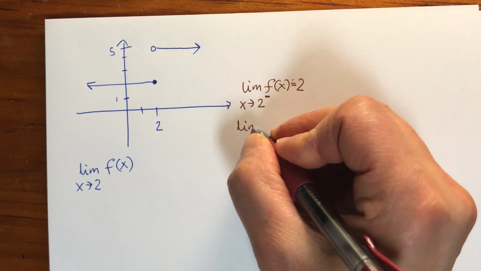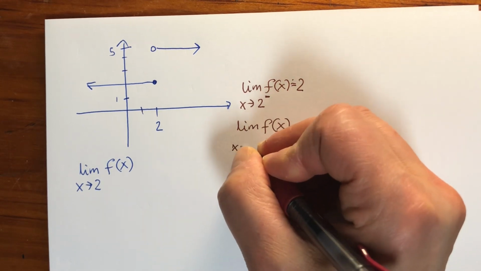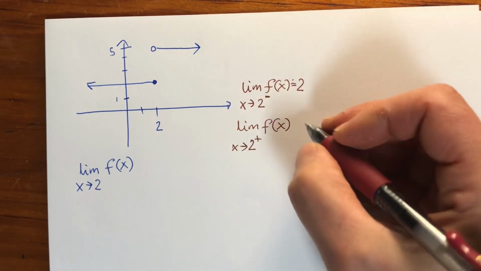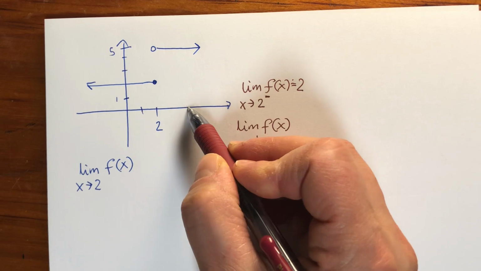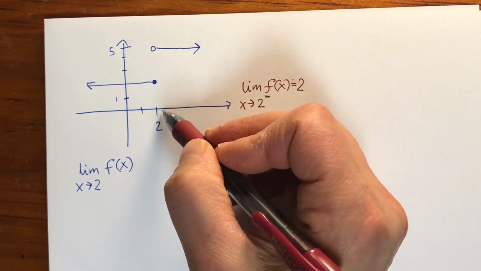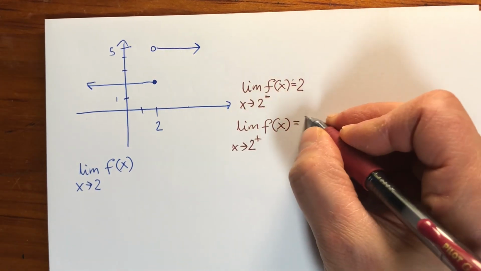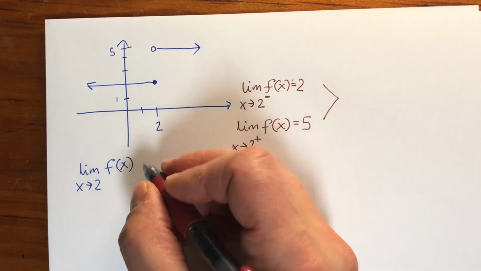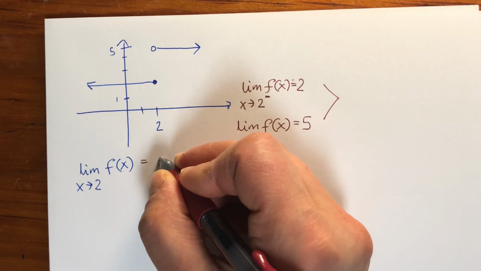What is going to happen? Limit of f of x as x is going to 2, but from the right-hand side. So if I take any value here, so let's say 4, I am at 5. 3, I am at 5. 2.5, I am at 5, and notice that this is going to be equivalent to 5. Because those two numbers don't match, this does not exist. It's not defined.